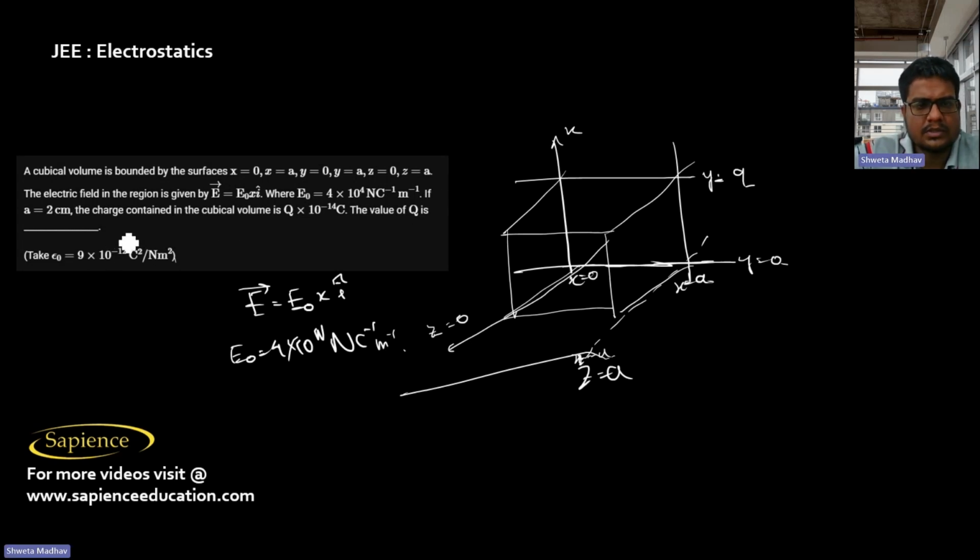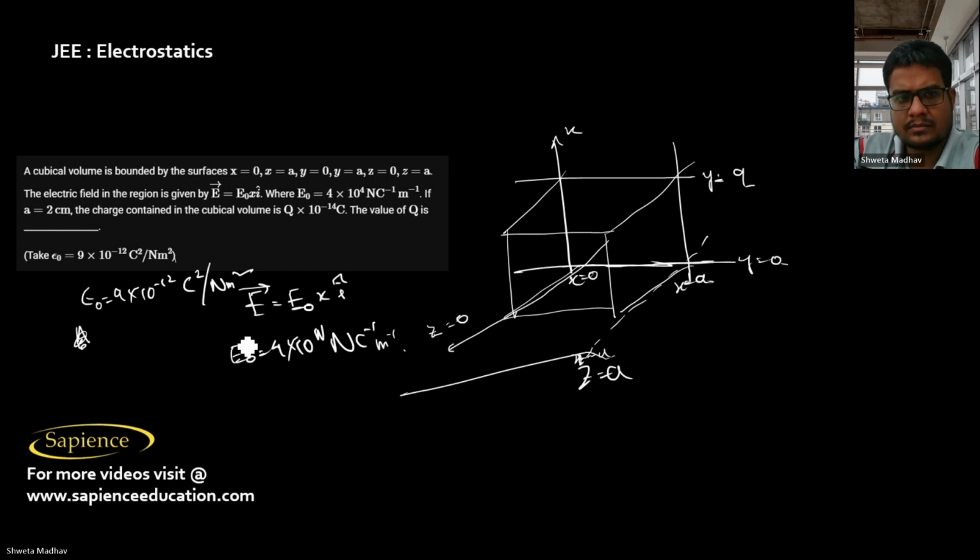A equals 2 centimeter. The charge contained in the cubical volume is Q into 10 power minus 4 coulomb. The value of Q is... Epsilon naught is 9 into 10 power minus 12 coulomb square per Newton meter square. This is E naught.